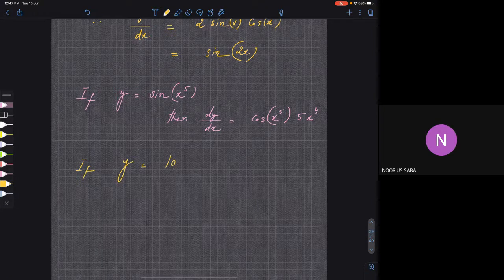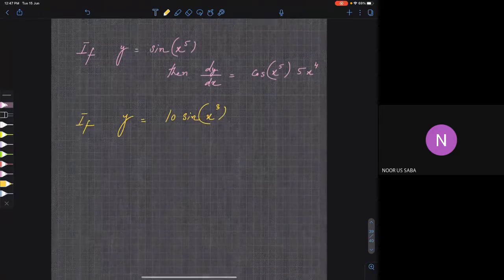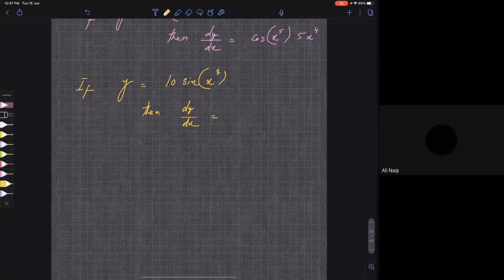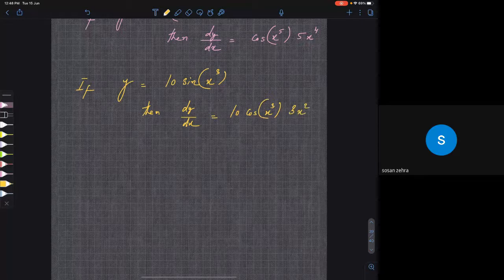Now, if y is equal to 10 sin of x cube, then dy by dx equals 10 cos of x cube into 3x square. It can be simplified to 30x square cos of x cube. Are you getting my point?